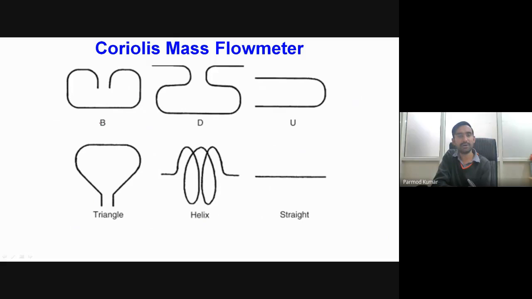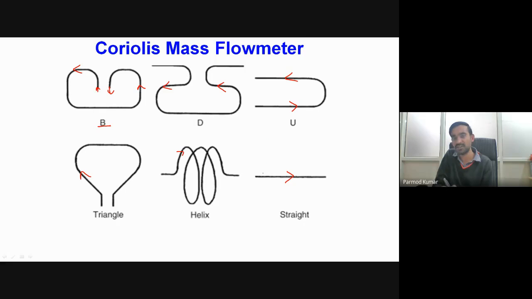You can see over here, one of the arrangements is the D arrangement, where fluid will be flowing in this particular direction. So this will be our inlet pipe, and this will be the outlet portion. Then another type of arrangement is a D-like structure, where fluid will be flowing in this direction and coming out like this. Another arrangement is the U-type tube, which you have already seen. Then we have the triangular arrangement, which I also showed you in the previous slide. Then we may have a helix arrangement. Then we may even have a straight tube.